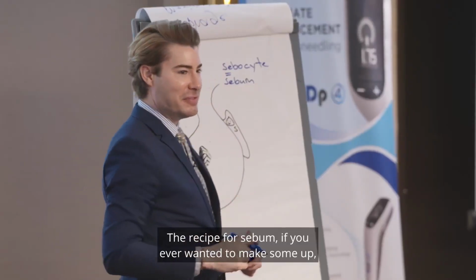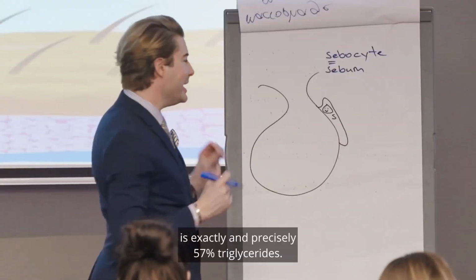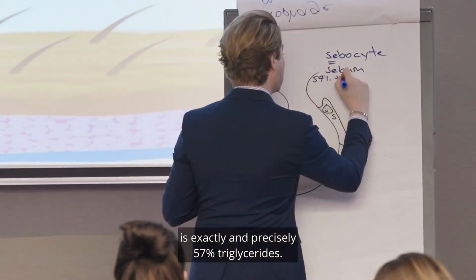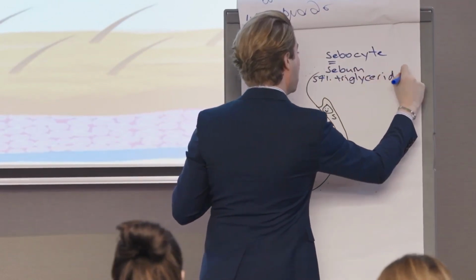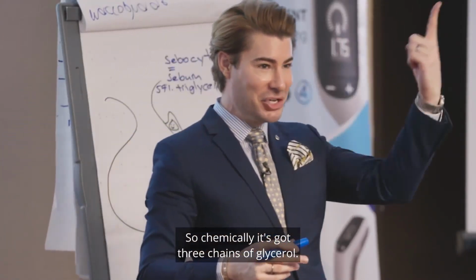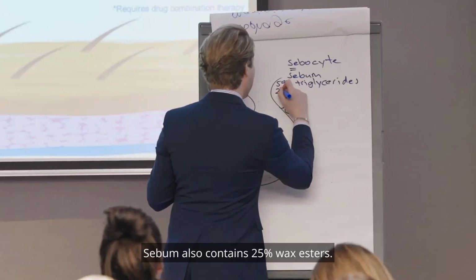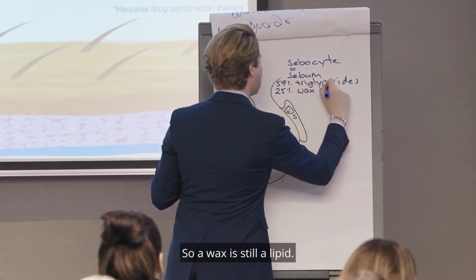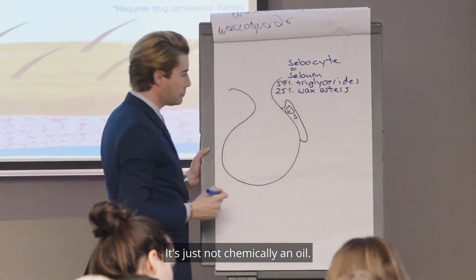The recipe for sebum, if you ever wanted to mix some up, is exactly and precisely 57% triglycerides. A triglyceride is a base oil. Olive oil is a triglyceride. So chemically, it's got 3 chains of glycerol. Sebum also contains 25% wax esters. So a wax is still a lipid, it's just not chemically an oil.